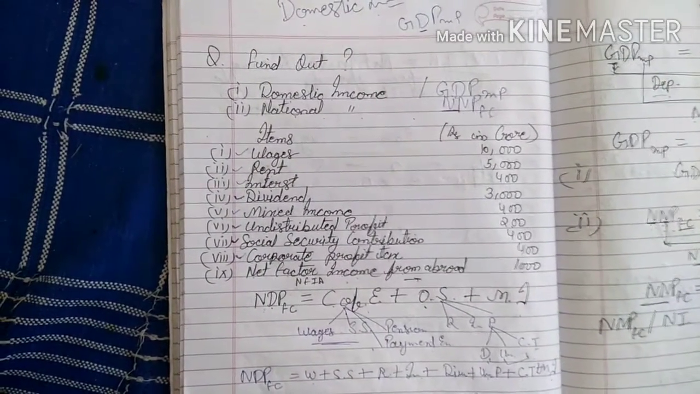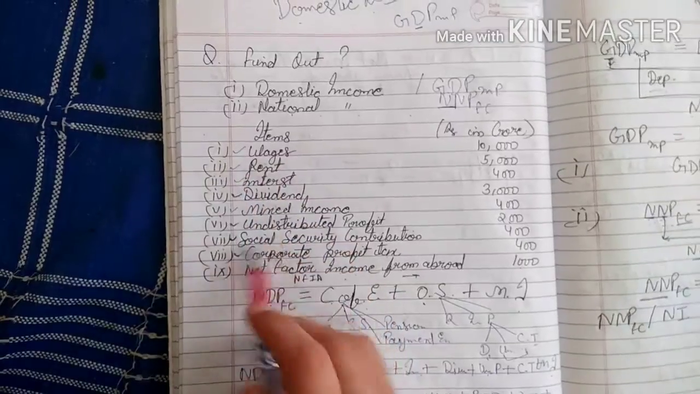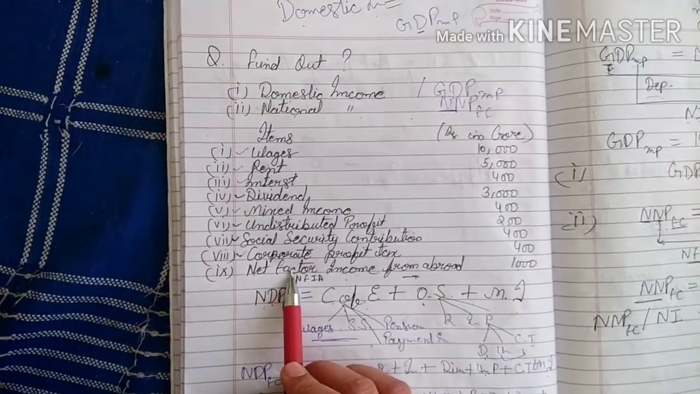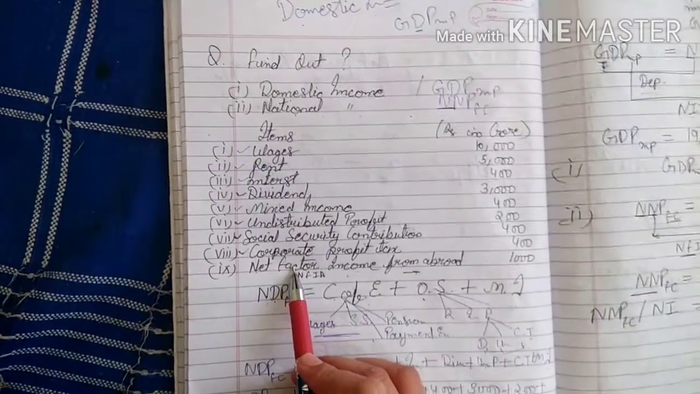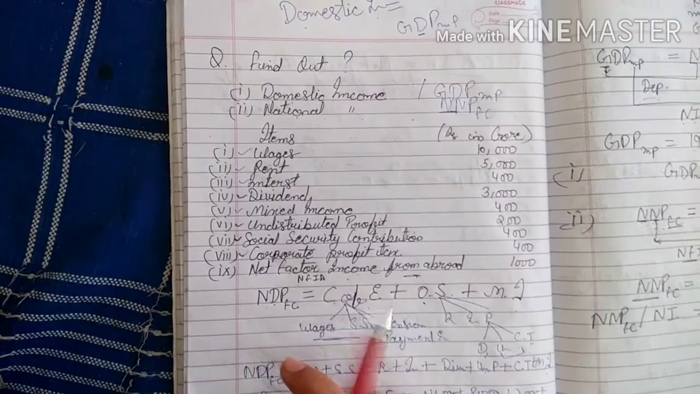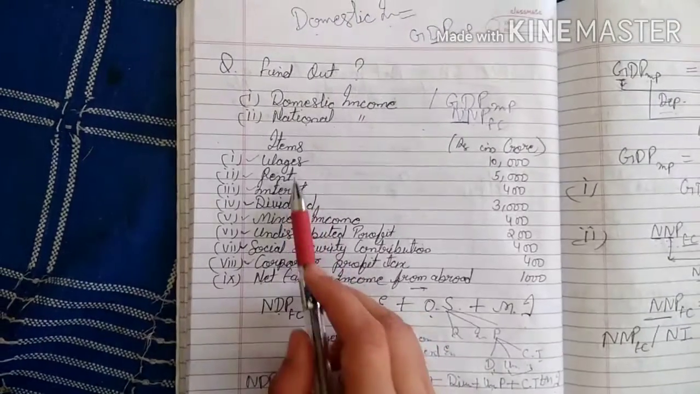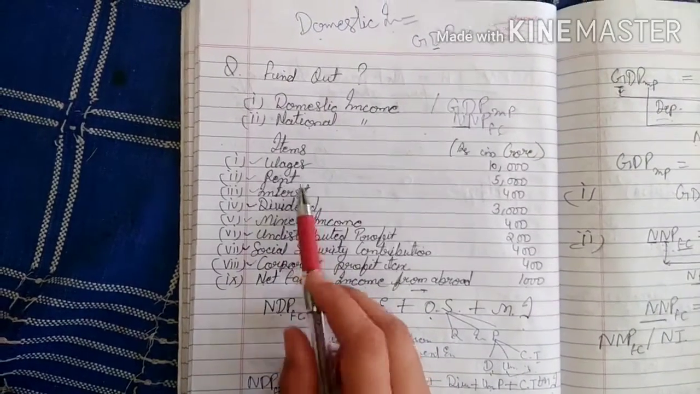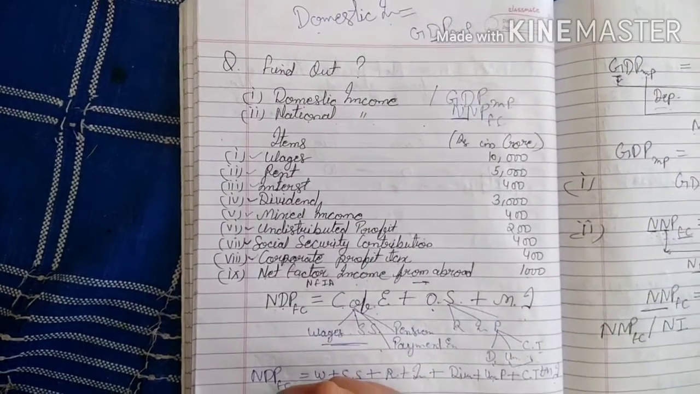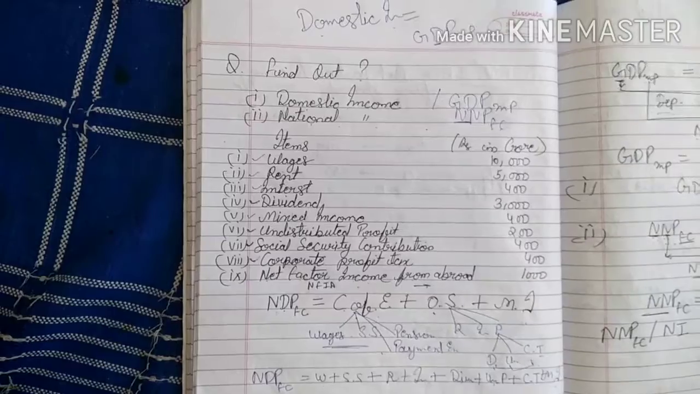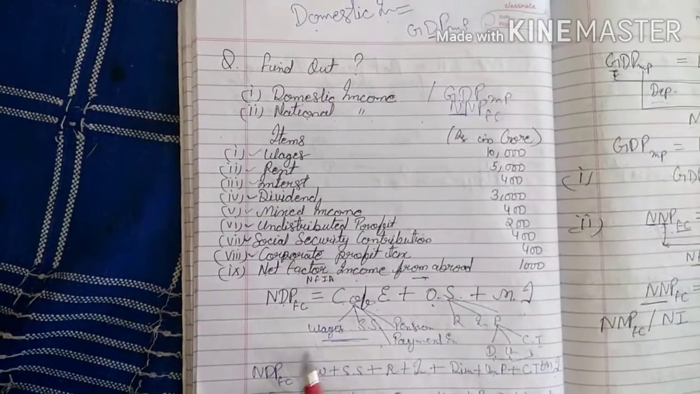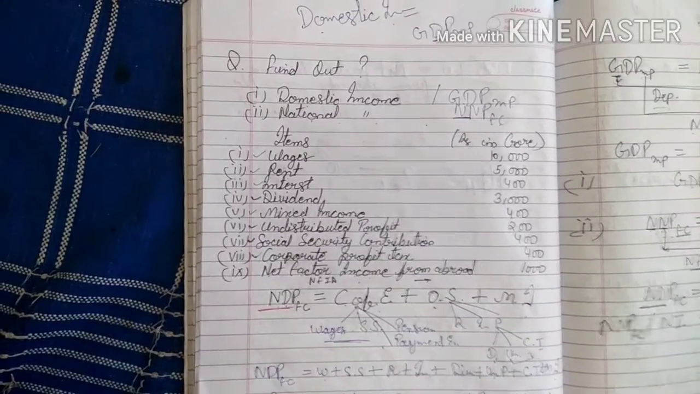Which method you use depends on these terms. If you observe these terms, you can find out which method is easy to use, because the terms are used in each and every method. So wages, rent, interest, dividend, these terms are used in the second method, the income method. It means we use the second method. So through the second method, we get the total value of NDPFC.